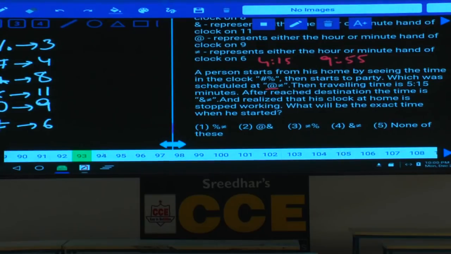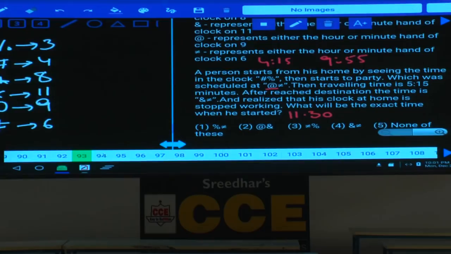Now this person has started at 4:15. Then the traveling time is 5 hours 15 minutes. What is the traveling time here? 5 hours 15 minutes. After reaching the destination, the time is and not equals to. And stands for 11 and not equals to what? Not equals to is 6. That means this person reached at what time? This person reached at 11:30.